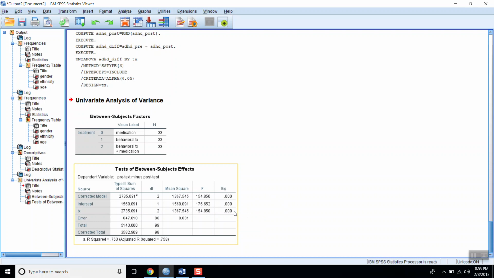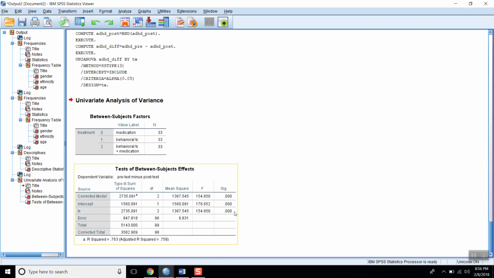Good. Treatment, comma, error. What's my error degrees of freedom? 96. Equals, and then you put your F value, which is what? Okay. Comma, since it's 0.000. Good. I've got to put less than 0.001. Okay. Are we finished with this question?